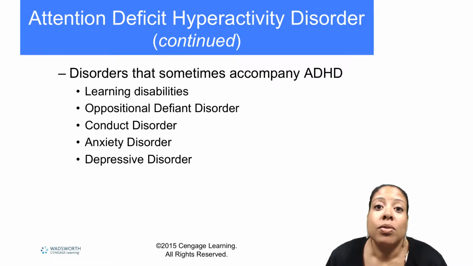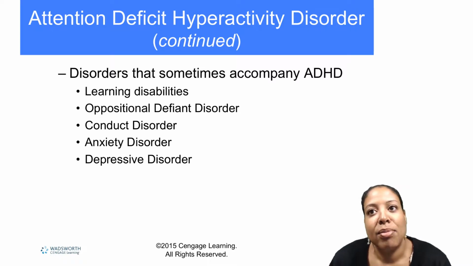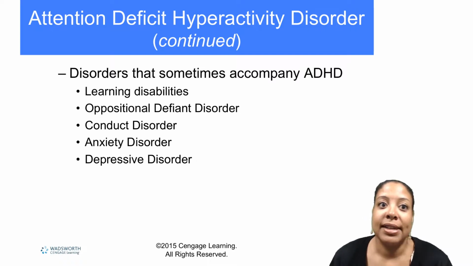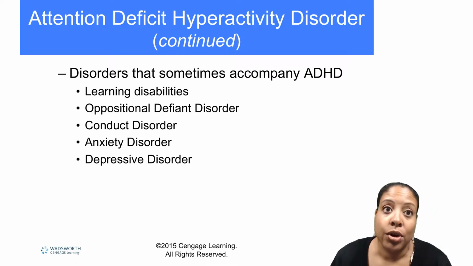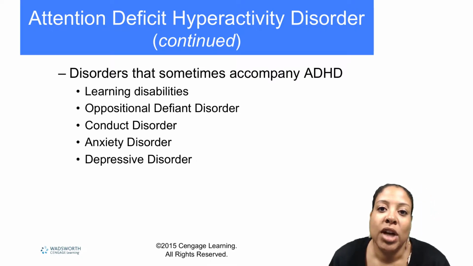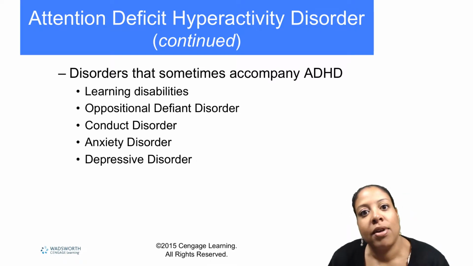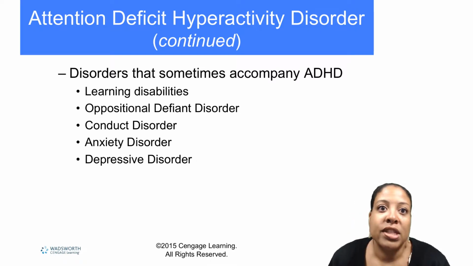There are also some comorbidities. So these are other disorders that sometimes accompany ADHD, and those include learning disabilities, oppositional defiant disorder, conduct disorder, anxiety disorder, and depressive disorder. So oftentimes, if a child is diagnosed with ADHD, they also may have some of these other diagnoses accompanying that diagnosis as well.